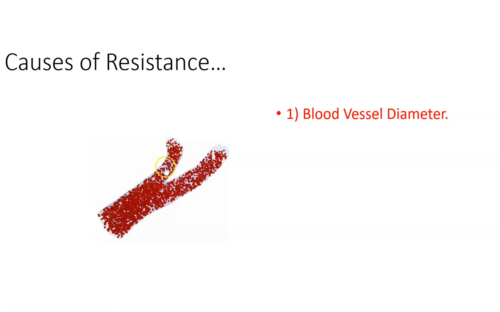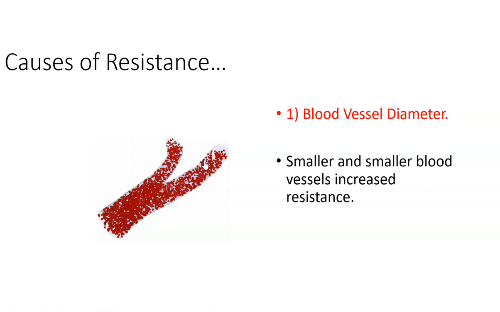And so as you branch and your blood vessels get smaller, there's going to be more cells that are going to be against that wall. And so as blood vessel diameter goes down, resistance goes up because more blood cells are running against that wall. The smaller and smaller blood vessels, you get an increase in resistance. If you get an increase in resistance, you decrease flow and you decrease pressure. So the pressure here would be higher than the pressure here.